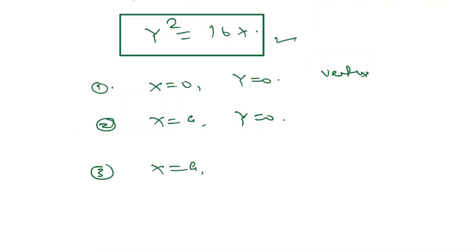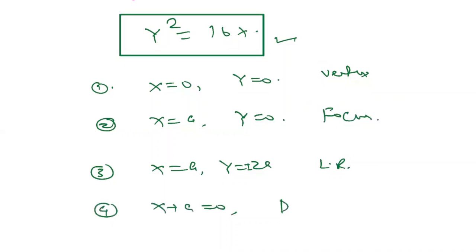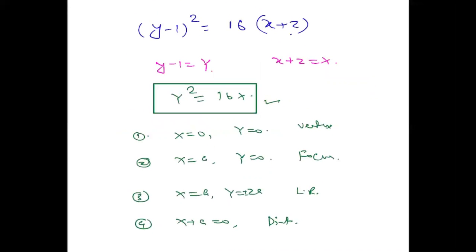Third, X is equal to a, Y is equal to 2a or minus 2a, LR, right? Fourth, X plus a is equal to 0, equation of directrix, right? So everything we have to do in the same way, but at last when you are writing this, you have to convert this capital X as x plus 2 and capital Y as y minus 1. This is called shifting of origin. This is known as shifting of origin. Please note down.